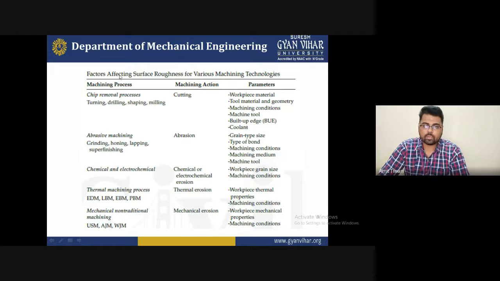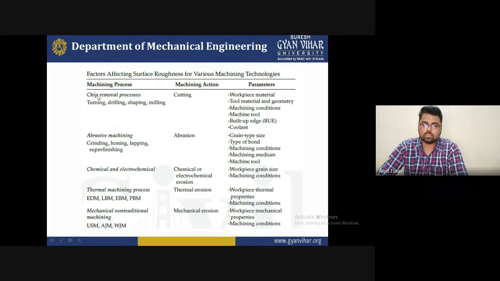So now, the factors affecting the surface roughness for various machining technologies. What type of factors affect the machining technology, I'm showing in a table: the machining process, machining action and parameters. What type of machining process is required, what machining action is being done in that process, and what parameters should be kept in mind during the operation that we perform.